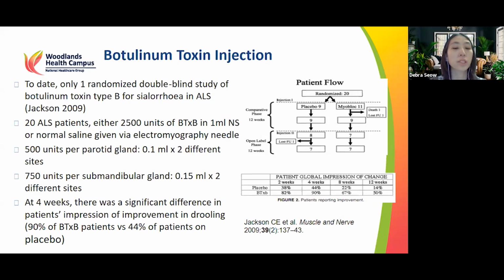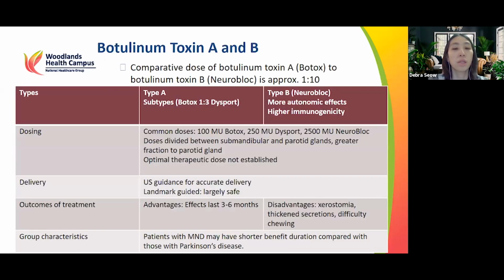And so at 4 weeks, there was a significant difference in patients' impression of improvement in drooling. This was statistically significant at 2 weeks and 4 weeks. At 8 weeks, there was also still a difference, although this was not statistically significant. And all the way up to 12 weeks, there was still some difference in terms of the improvement in the global impression of change by the patients. So there are 2 types of Botox, one is Botox A, and one is botulinum toxin B, which is Neuroblock. Usually they tend to use type B, but it depends on what is available as well.